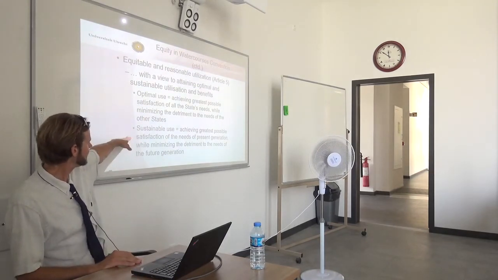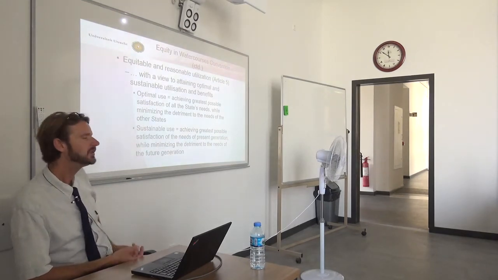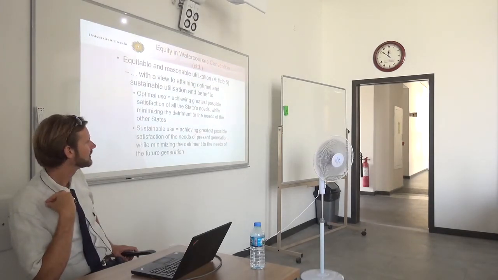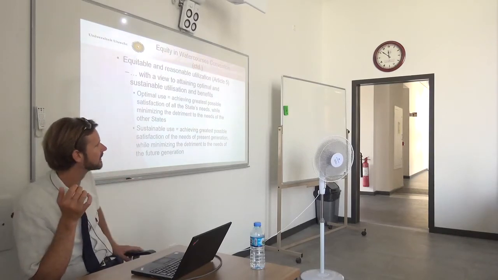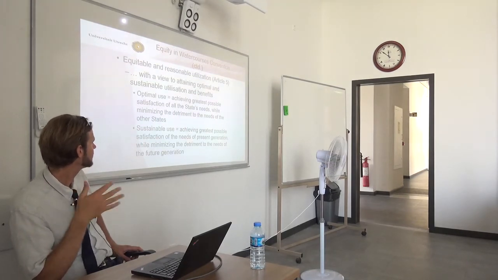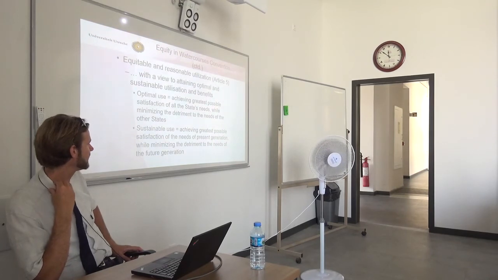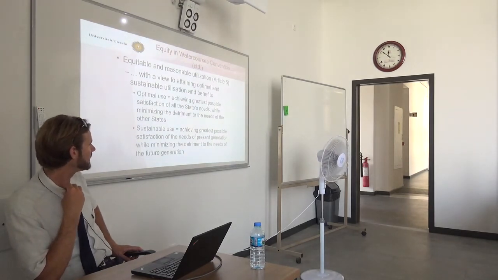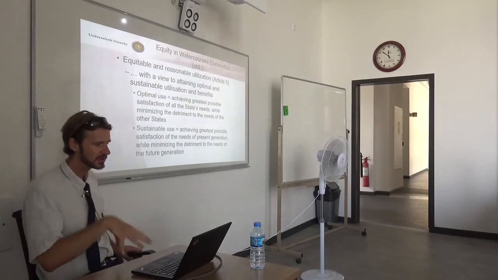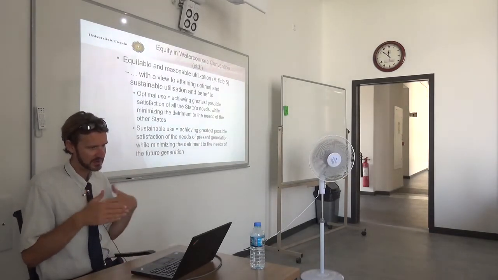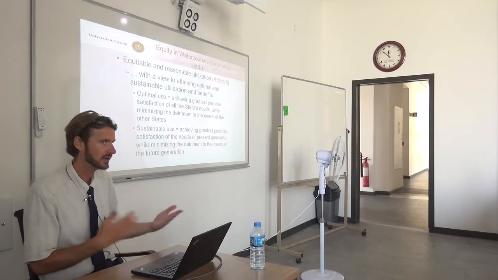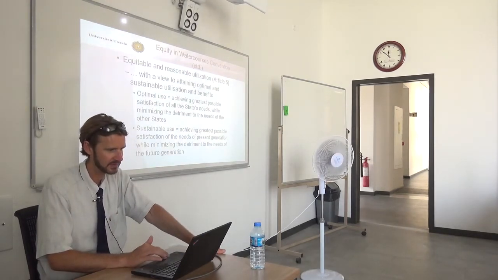But that seems to conflict a bit with sustainable use. Because optimal use seems to suggest that we now take everything and we fully exploit the river until, to put it a bit bluntly, there's nothing left. But there's also a reference in Article 5 to sustainable use, and that could be defined as achieving greatest possible satisfaction of the needs of the present generation while minimizing the detriment to the needs of the future generation to do the same. And so optimal use has to be balanced with the interest of future generations in also making optimal use of the river once they are born into this world.